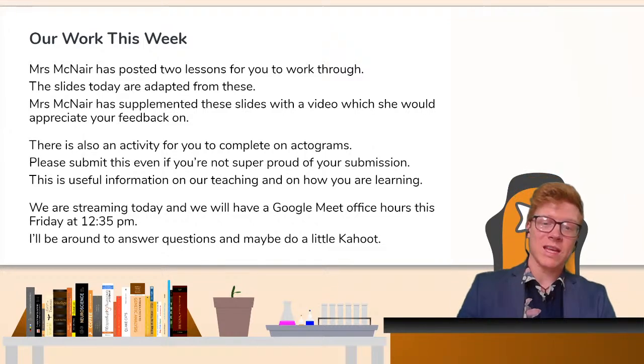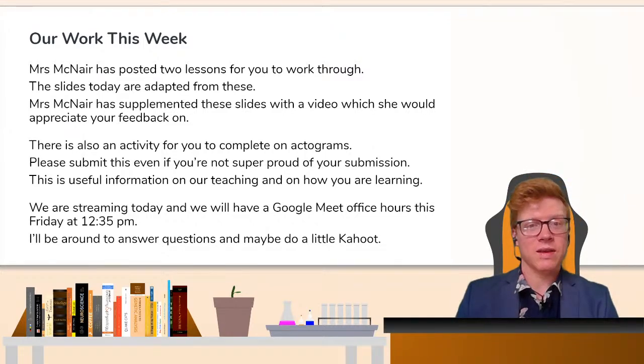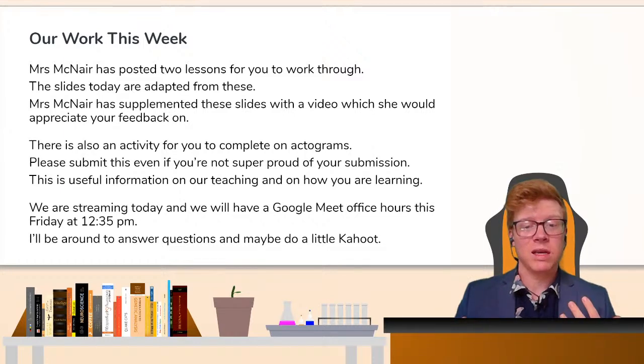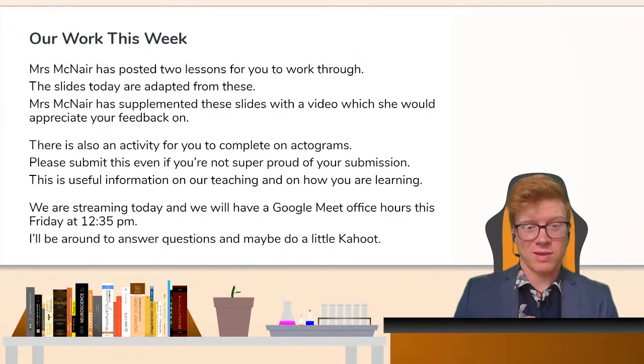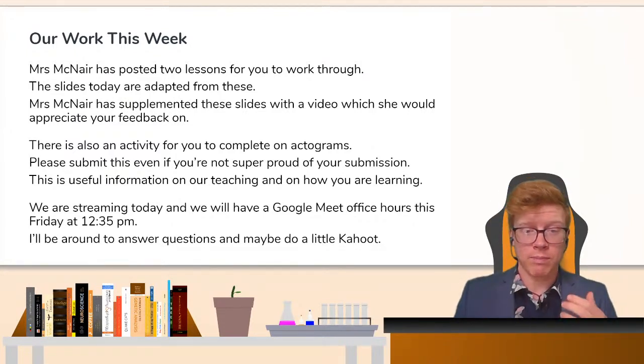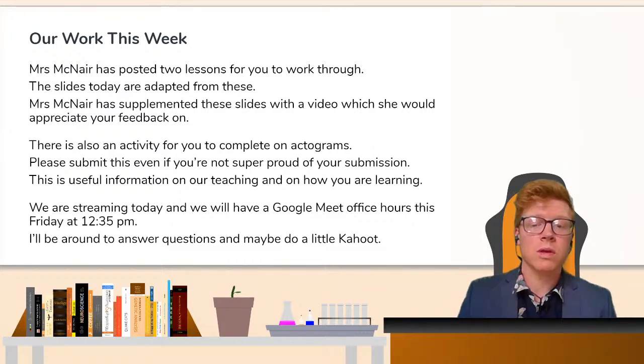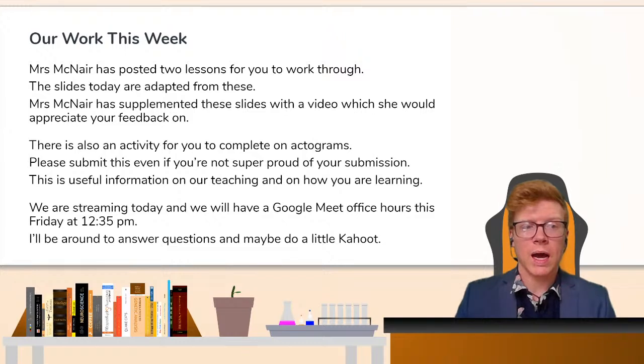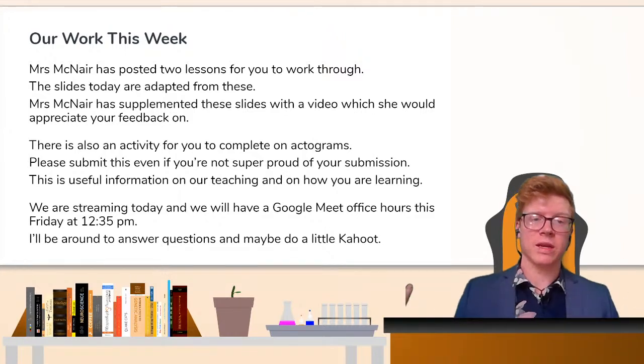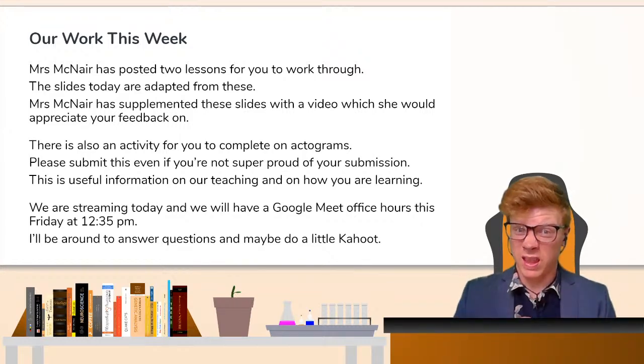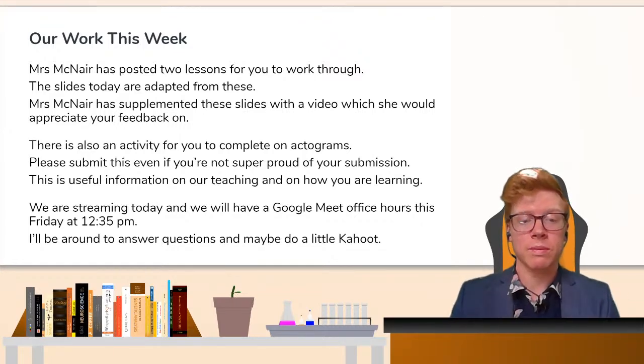Also, you will have noticed that there's an activity for you to complete on actograms. That activity is an example of a question. And what we're going to ask is that you please submit your answer to that, even if you're not feeling super confident about the answer you've produced. It's okay to get things wrong, just the same as it would be in class. I would expect you to hand in a piece of paper with a few randomly written words on it, more than I would expect you to hand in nothing. It's useful info for us in terms of our teaching. It's also useful to see how you guys are learning, how your understanding is going. We can use that information along with other stuff to put together a package of what we can best do to support you.